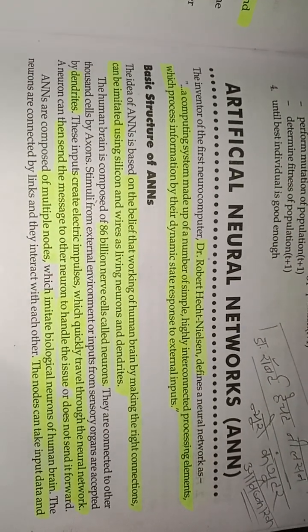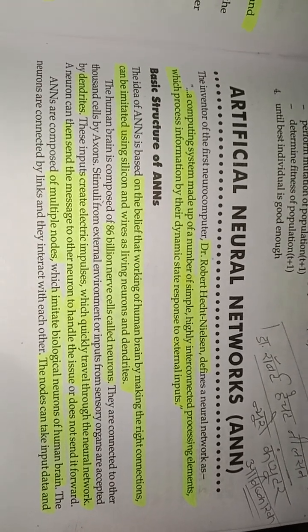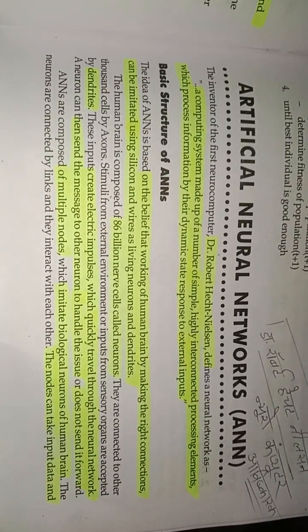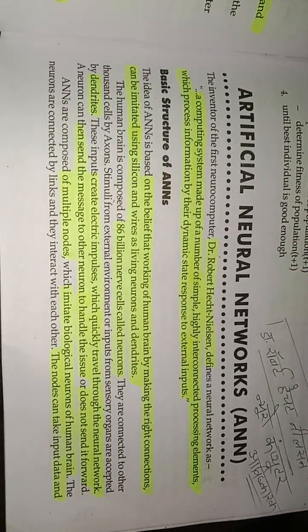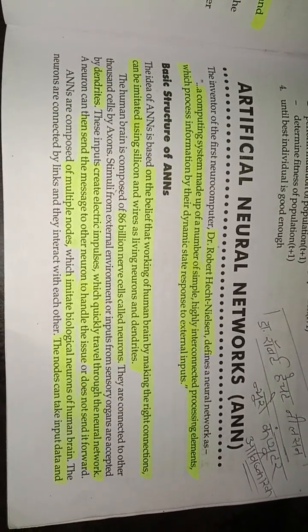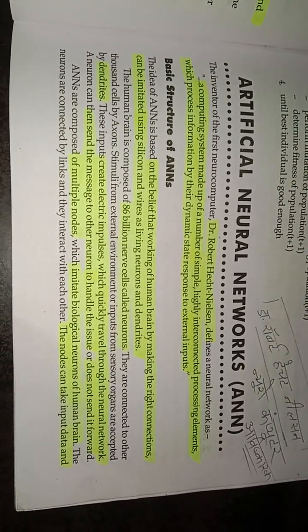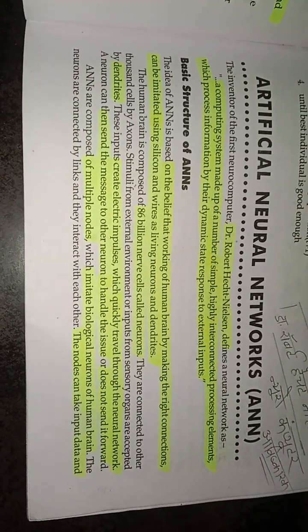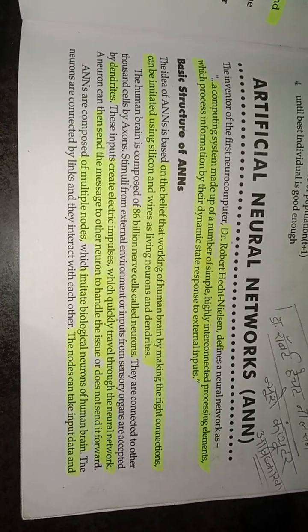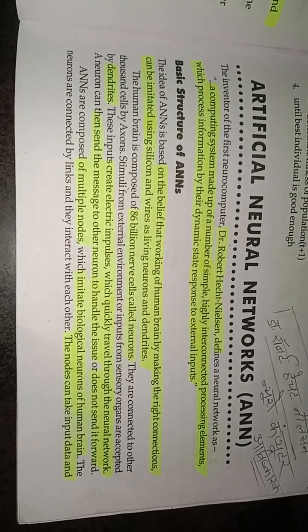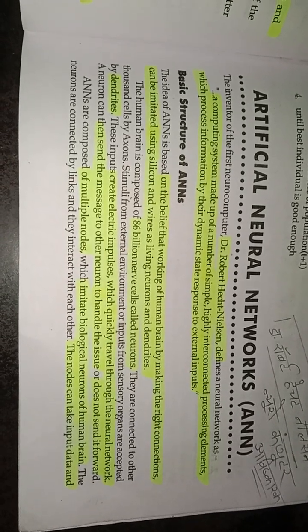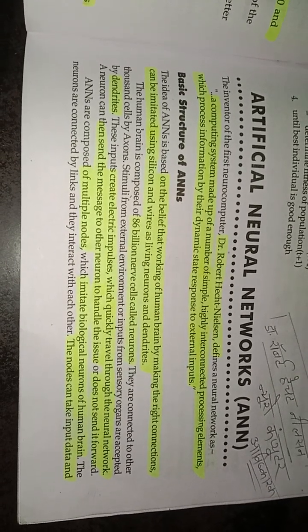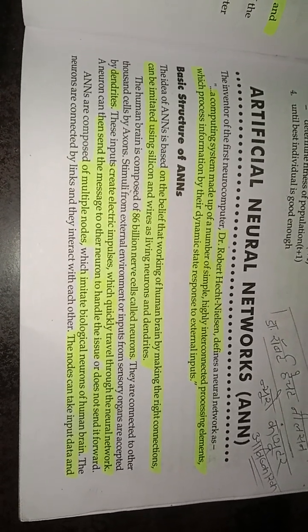The human brain is composed of 86 billion nerve cells called neurons. They are connected to thousands of other cells by axons. Stimuli from the external environment or input from sensory organs are accepted by dendrites. These inputs create electrical impulses which quickly travel through the neural network. A neuron can then send the message to other neurons to handle the issue, or does not send it forward.